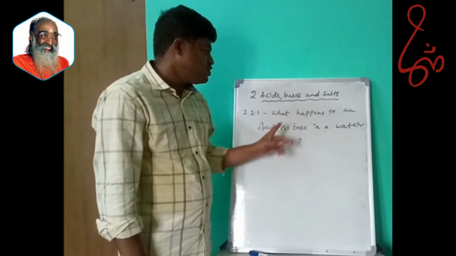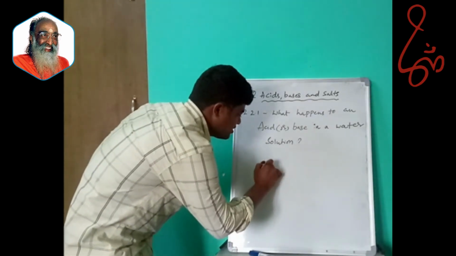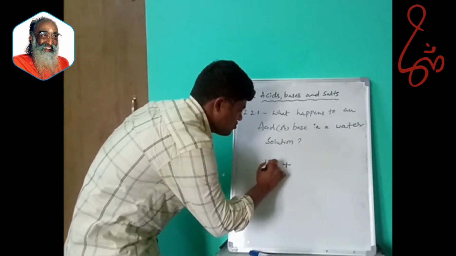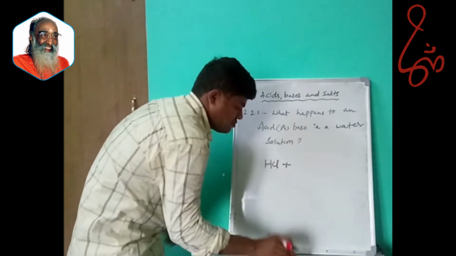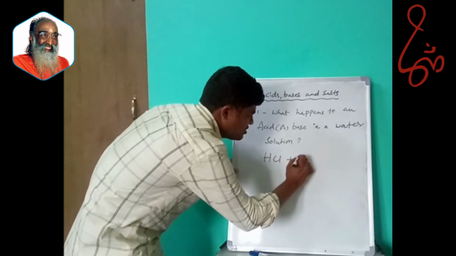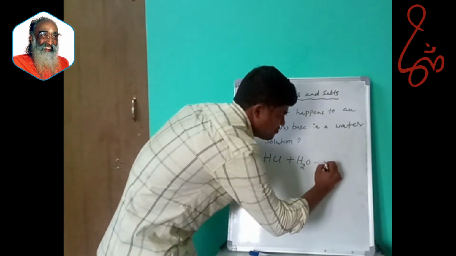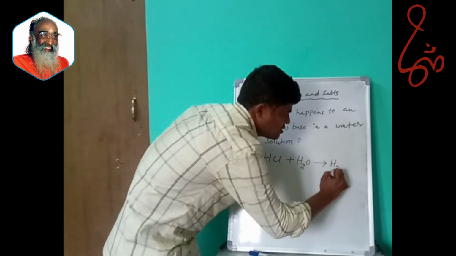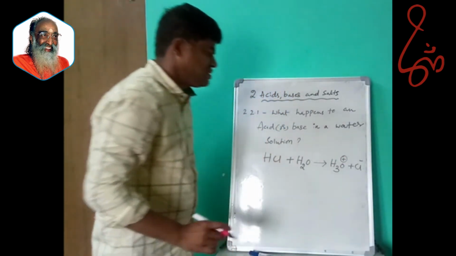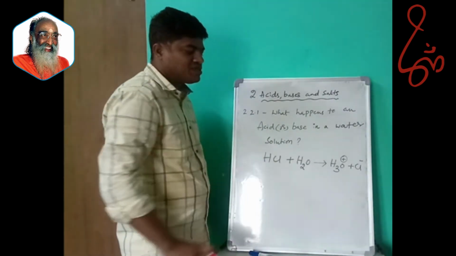The topic is what happens to an acid or base in a water solution. For example, take hydrochloric acid and dissolve it in water. What happens? You are getting hydronium ions, H3O+, and Cl- ions. So hydrochloric acid, when dissolved in water, gives hydronium ions plus chloride ions.